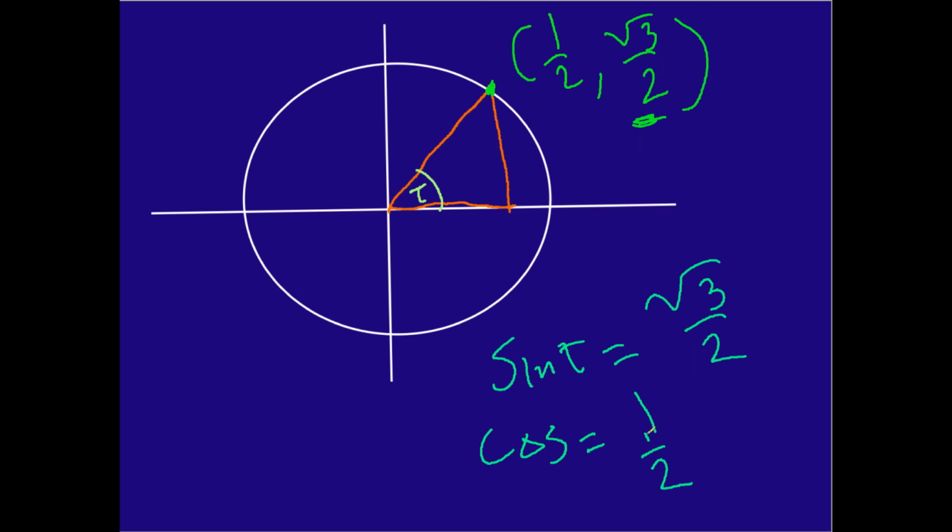And so in this example right here, we're still working on an abstract level, but we have some coordinates. And so we found sine of t and cosine of t because we know what the y value and the x value are, and it's just a matter of following these ideas to figure out which one is which.